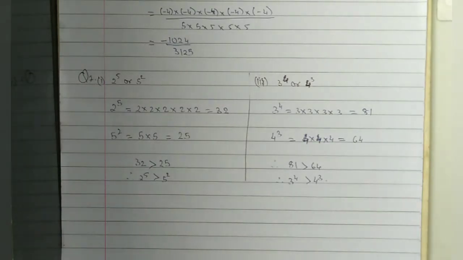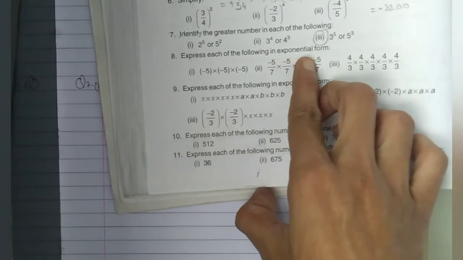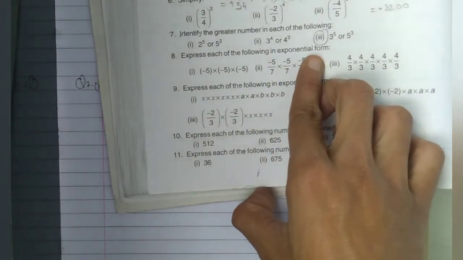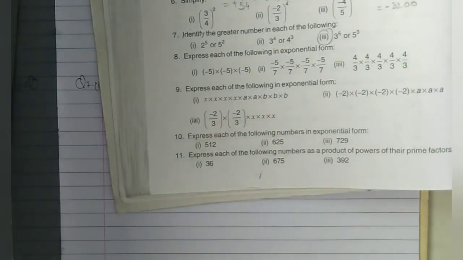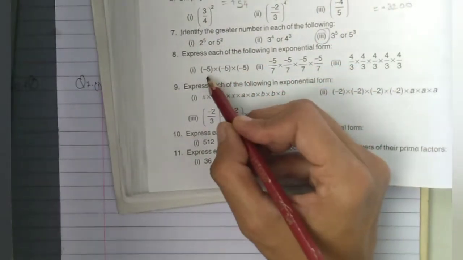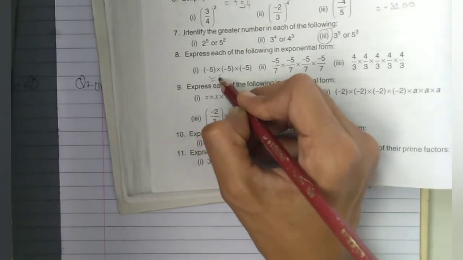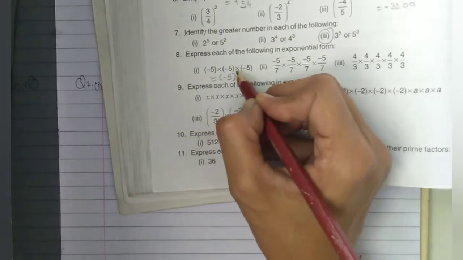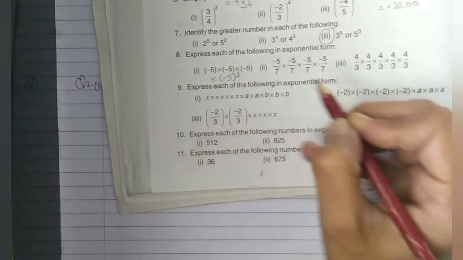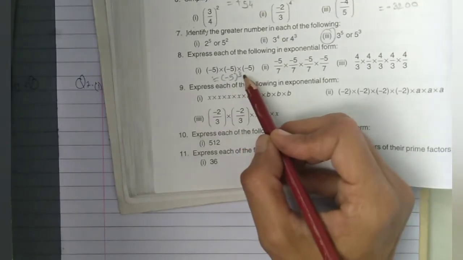Now question number 8. Express each of the following in exponential form. Exponential means power form, where one is the base and another is the power, and we have to write it. Now minus 5 and minus 5. How many minus 5s are there? Minus 5 raised to 1, 2 and 3. So this is called exponential form. So minus 5 raised to 3.